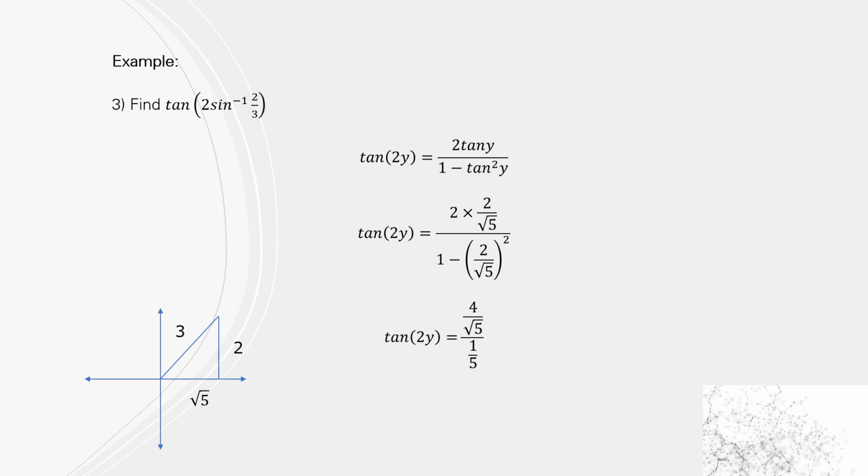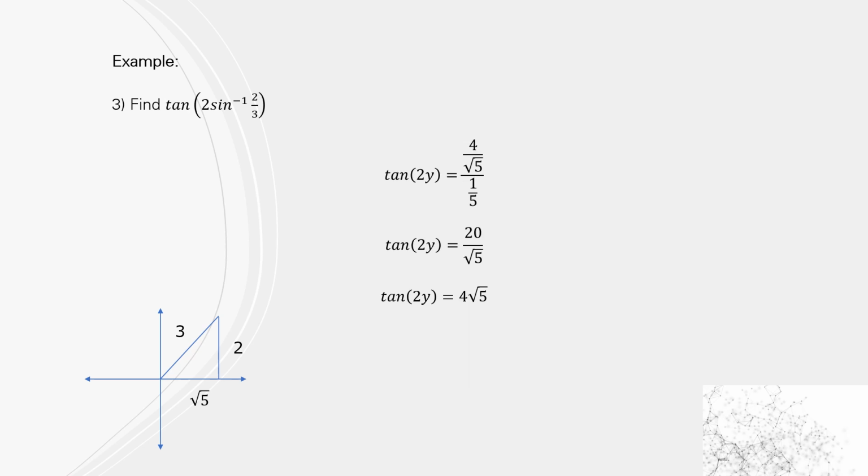So now tan of 2 sine minus 1, well, since sine minus 1 of 2/3 was y, that's tan of 2y, and that's one of our formulas. So we get 2 tan y over 1 minus tan squared y, where tan y is equal to 2 over the square root of 5. Putting that in, we get tan 2y is equal to 4 over surd 5 over a fifth. When you do 4 over surd 5 divided by a fifth, the 1/5 flips and you get 20 over surd 5. Rationalising the denominator, tan of 2y is equal to 4 surd 5.